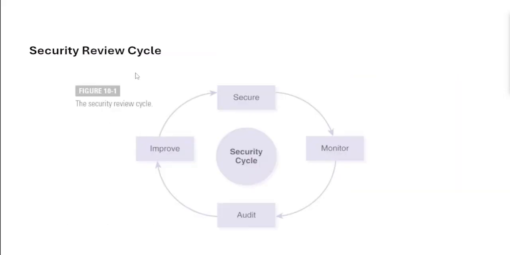So you can see the security review cycle: secure, monitor, audit, improve. So first you secure, then you monitor, then you audit, then you improve. Always remember, this is the cycle. First you secure your systems, then you monitor your systems, and then you audit your systems, and then based on your audit reports, you improve your systems. Okay, not just audit reports. Based on your research too, you can improve your systems. It doesn't have to wait till audit. Okay.